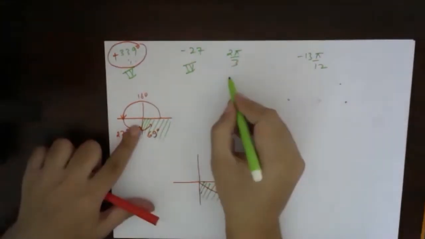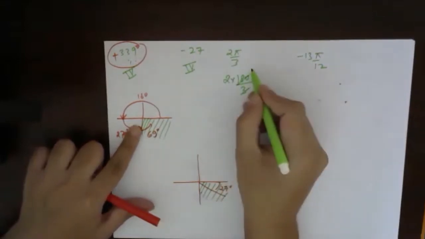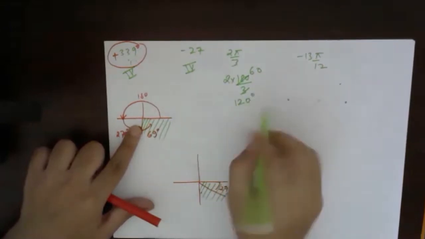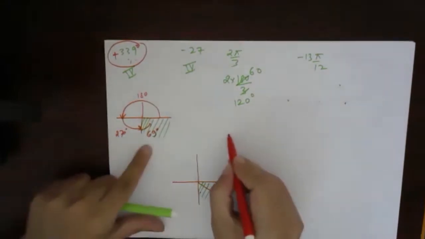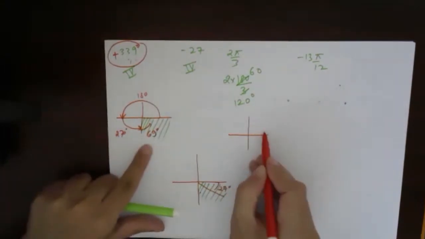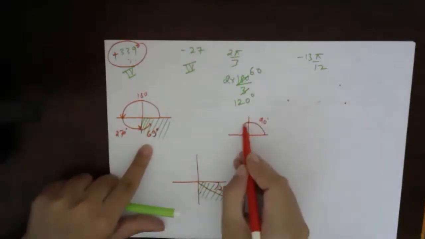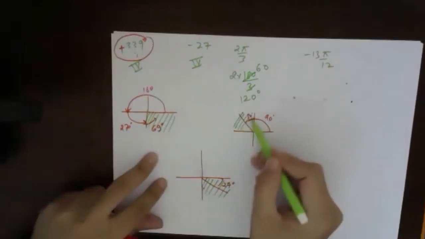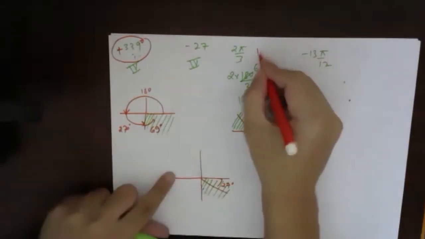Now 2 pi by 3. 2 pi by 3 means 2 into 180 by 3. 3 sixes are 18, so 2 sixes are 12, so this is 120 degrees. If I make the x and y axis, this is 90 degrees. I have moved 90 degrees. How much more do I have to move? 30 degrees. So in which quadrant am I now? I'm in the second quadrant. So 2 pi by 3 is in the second quadrant.